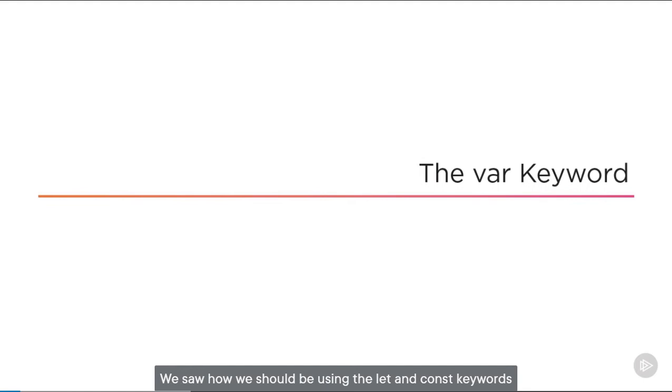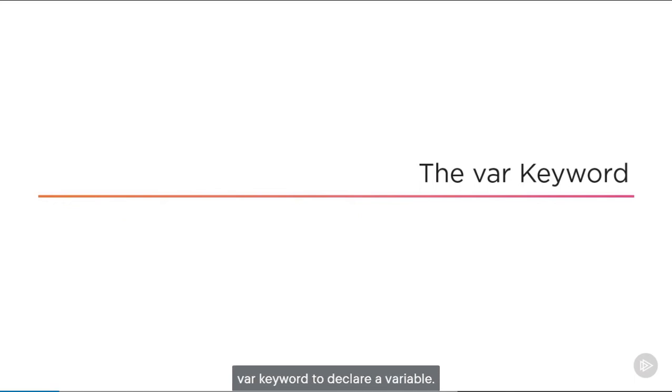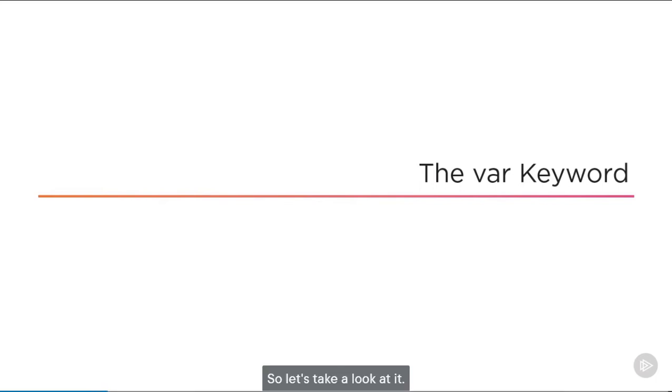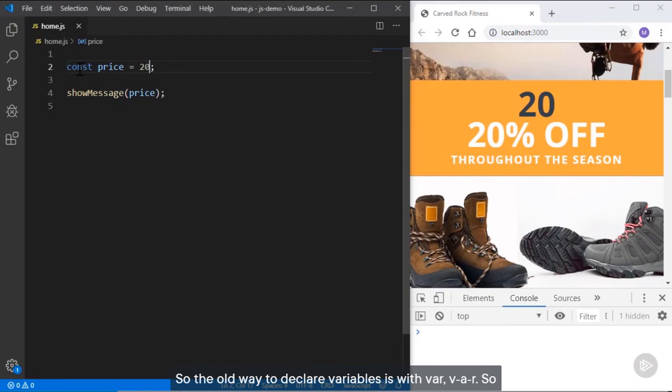We saw how we should be using the let and const keywords to declare variables and constants. However, those are relatively new keywords, and there's still a lot of code out there that uses the var keyword to declare a variable. If you look on Stack Overflow or blogs on the internet, as well as some older code, you'll run across this var keyword often. So let's take a look at it.